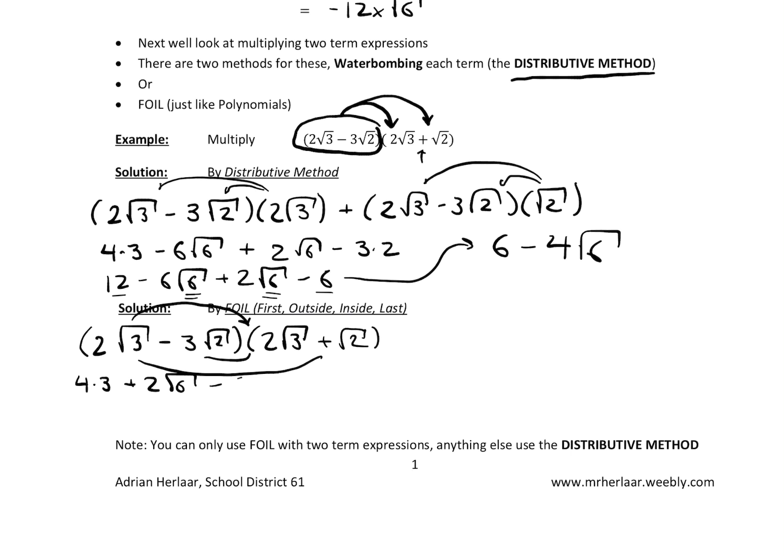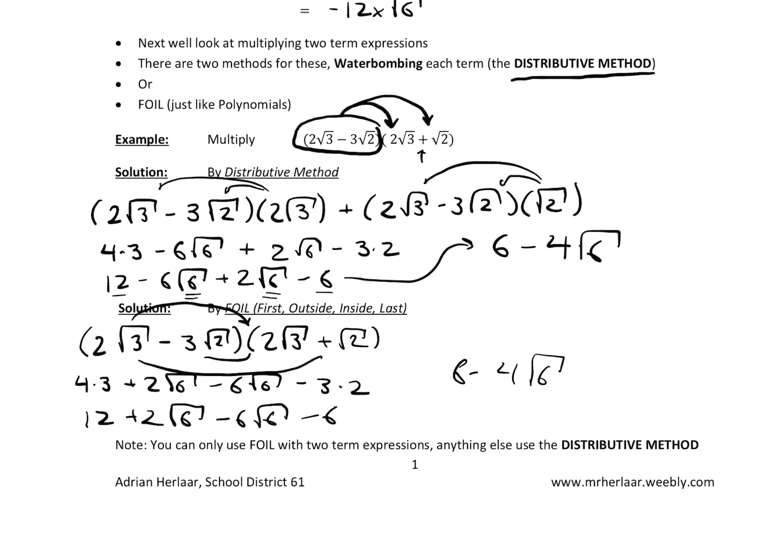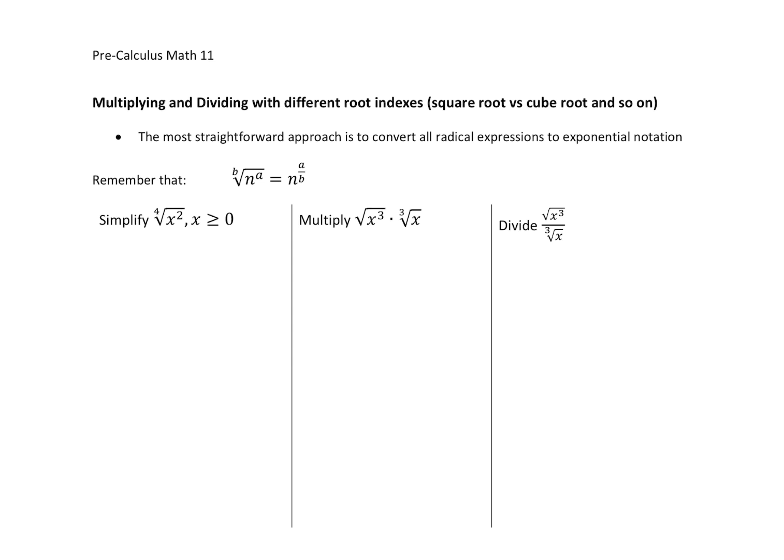Inside, you get your minus 6 root 6. Last, you get your minus 3 times 2. So 12 plus 2 root 6 minus 6 root 6 minus 6. And you can see it's exactly the same. You get the exact same answer: 6 minus 4 root 6. So you can use either one. But you can't use it on questions that are larger, and I'll show you some in the practice later.